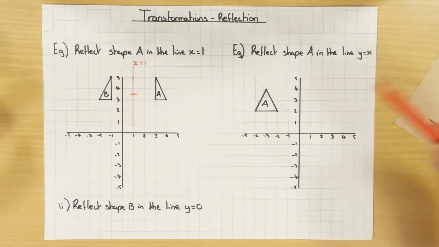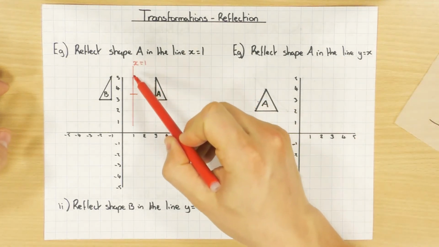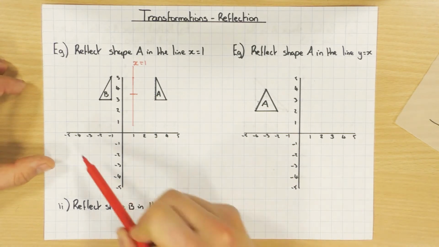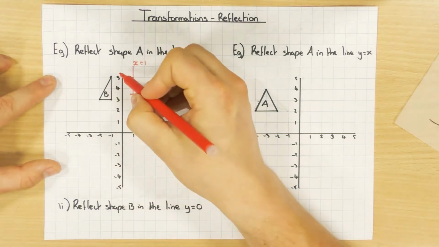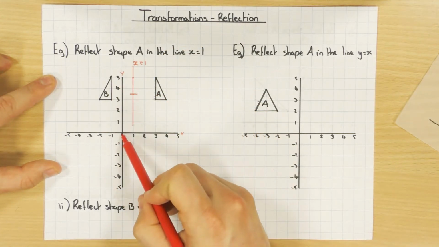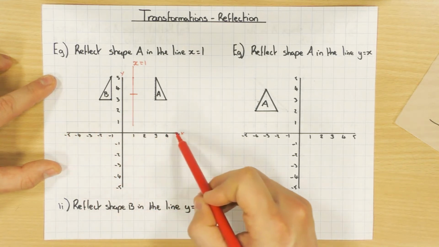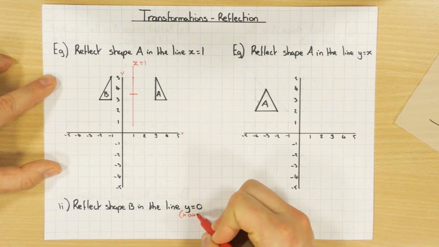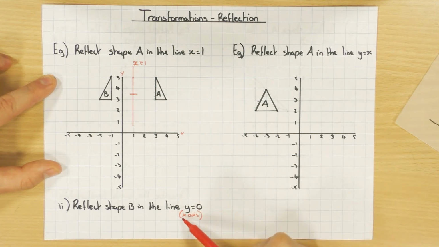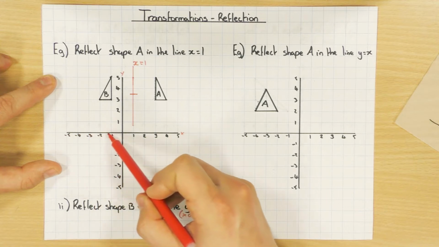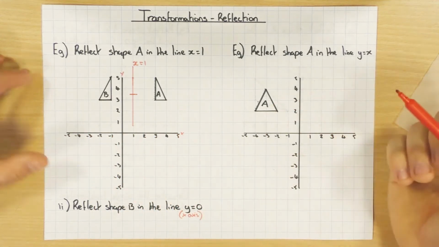Just like before, if x equals 1 goes through the x-axis at 1, the line y equals 0 goes through the y-axis at 0. This is obviously the y-axis, this is the x-axis. Well, y equals 0 is here, so it's this line here. It's also known as the x-axis, which is what causes confusion sometimes. Sometimes I might say reflect it in the x-axis or y equals 0. So y equals 0 is where the line crosses the y-axis at 0. It's also called the x-axis.